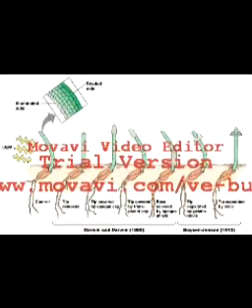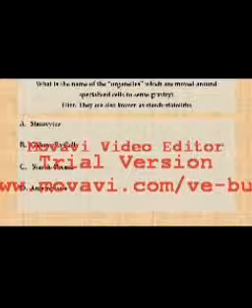Quick quiz. What is the name of the organelles which are moved around specialized cells to sense gravity? Hint, they are also known as starch statoliths. Is it A, B, C, or D?